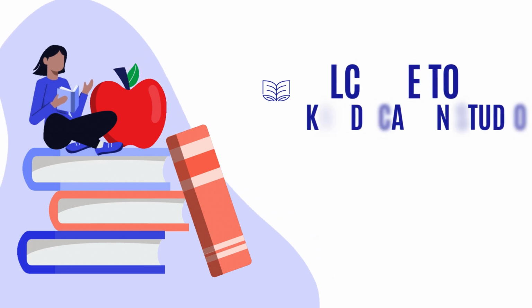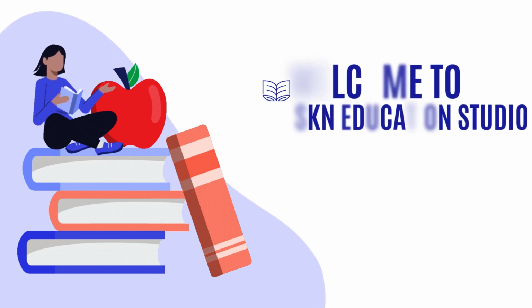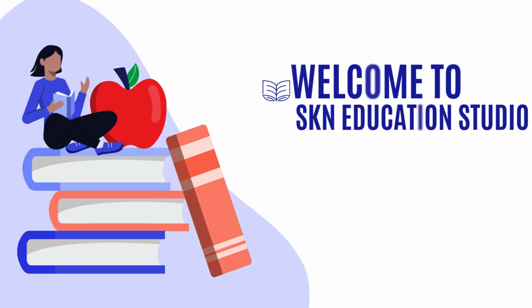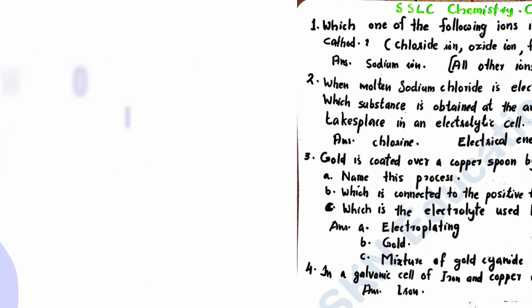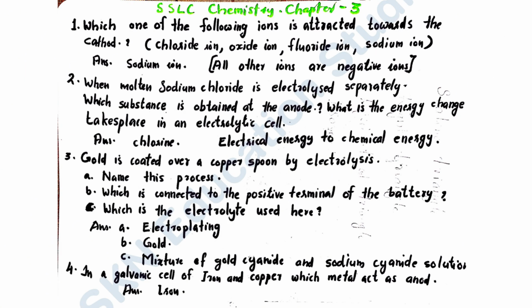In this video, we will go through the previous question paper and the solutions of chapter 3. First question, which of the following ions is attracted towards the cathode? Options: chloride ion, oxide ion, fluoride ion, sodium ion. Answer is sodium ion. All other ions are negative ions.